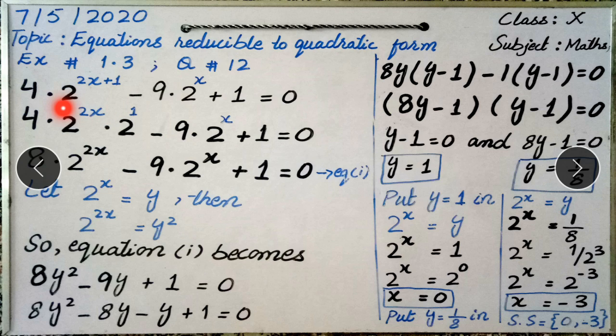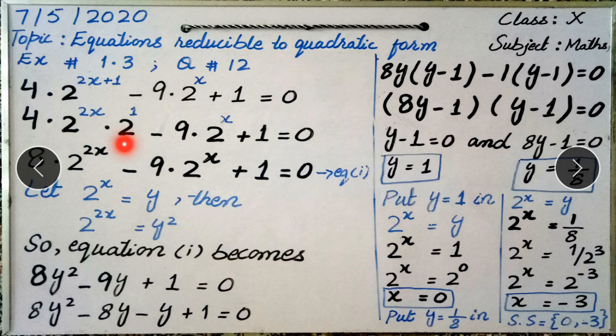Here you can see that 2 has two powers, 2x plus 1. You can separate the powers like 2 raised to the power 2x into 2 raised to the power 1, as we have done last year in laws of exponent, that when bases are same, powers can be added. If you write this base 2 the same, 2x plus 1 can be done again, and the rest are written as it is. Why have we done this? For ease. 4 into 2 can be 8. 2 raised to the power 2x is written as it is, and this all is written as it is.